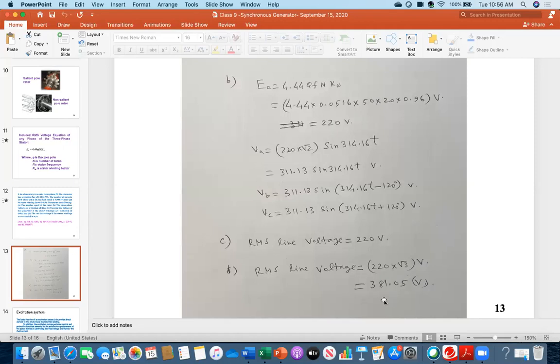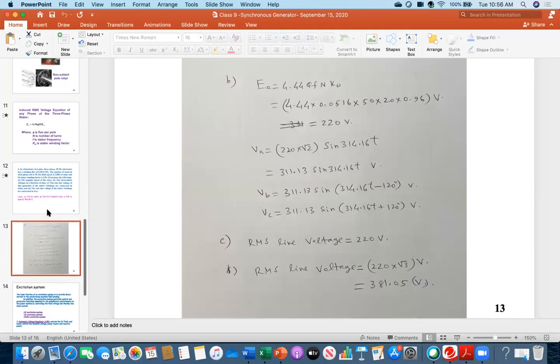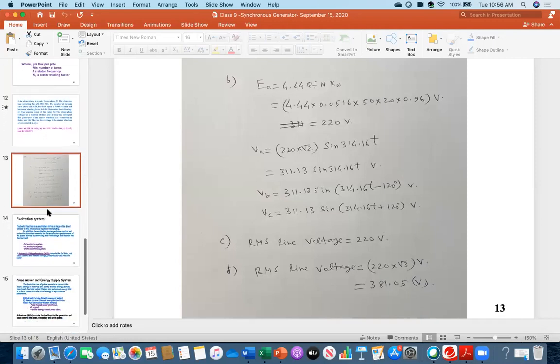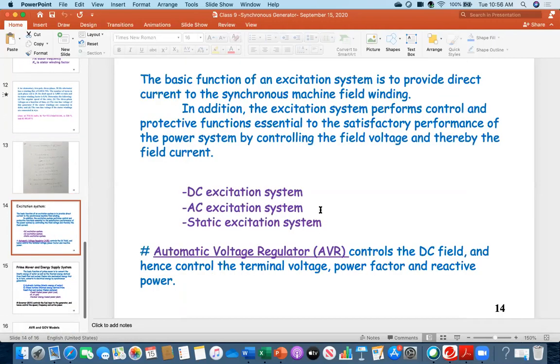So I got 318.05 volts. So everybody, could you follow me? Yes. I mean, this is pretty easy. Similarly, there will be other problems in this chapter, which we will be looking at. Now, I will go a little bit more and then I will stop today.